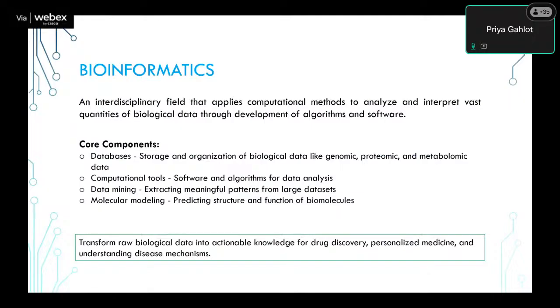And how we study bioinformatics is that there are certain tools and components to it. There are databases, computational tools, we do data mining, and there is molecular modeling, etc. There are many tools using all these components, which we basically use to analyze and interpret our biological data.